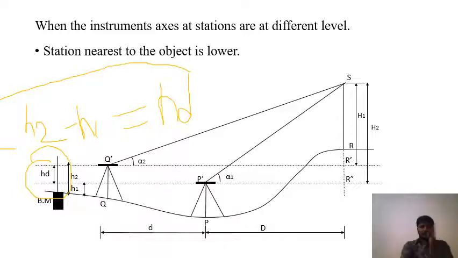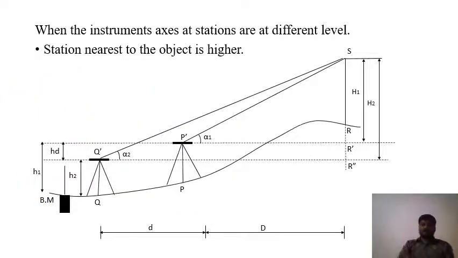Again there is a benchmark, so this is how the arrangement is. In the first case, both axes were in a single line, at the same level. Here it is a little different. Now the station nearest to the object is higher. This is the object, and the instrument station near the object is at a higher elevation compared to the Q station.